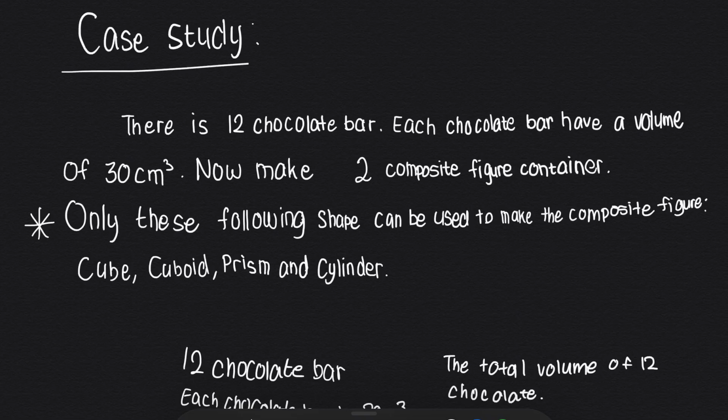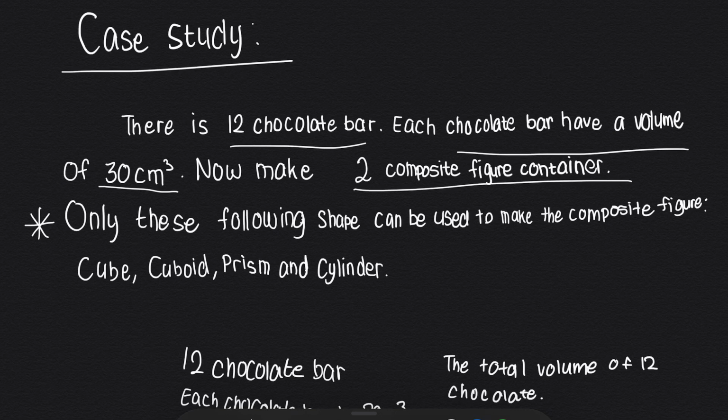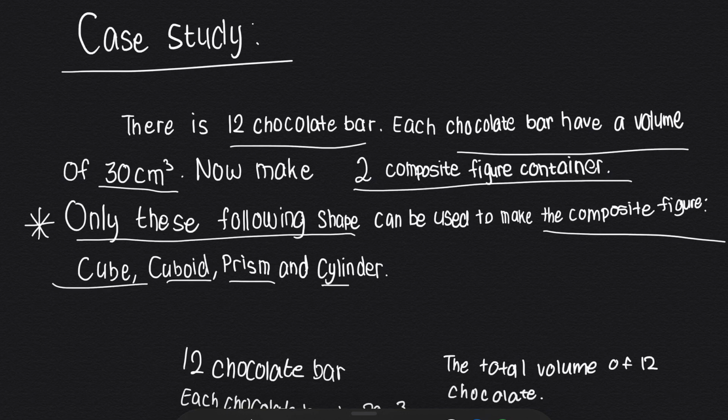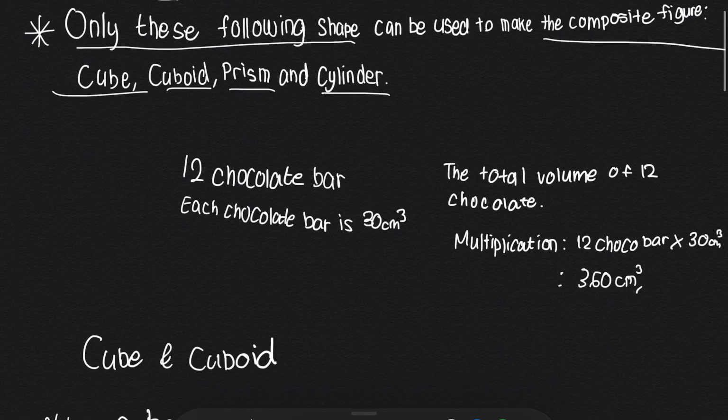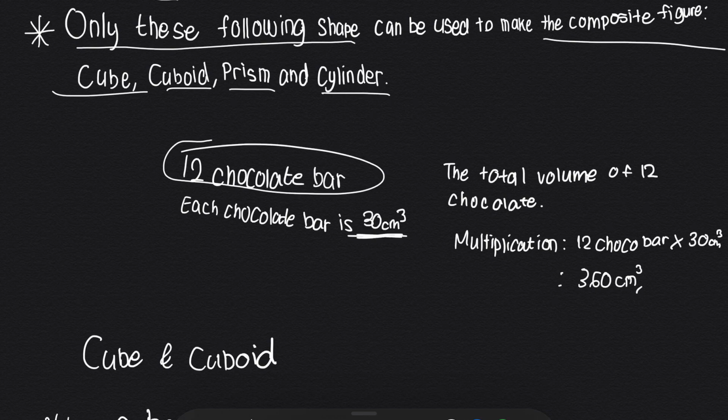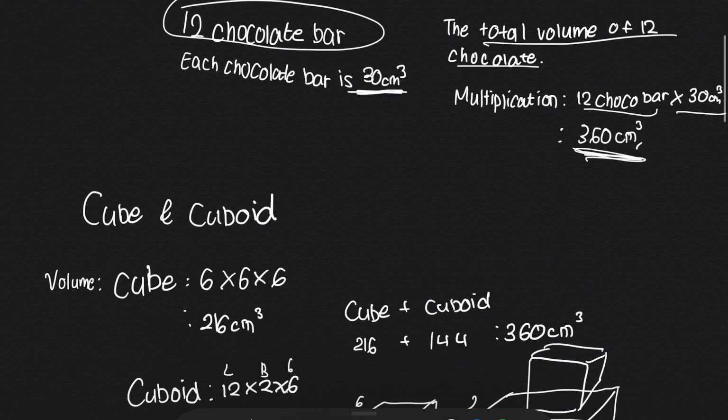Okay, so now I'm going to be doing the case study. It says here there are 12 chocolate bars. Each chocolate bar has a volume of 30 centimeters cubed. Now we need to make two composite figure containers. It says only these following shapes can be used to make the composite figure: cube, cuboid, prism, and cylinder. So we have 12 chocolate bars, and each of them is 30 centimeters cubed. So we need to find the total volume of 12 chocolate bars, which is 12 multiplied by 30 centimeters cubed, which gives us the answer 360 centimeters cubed.